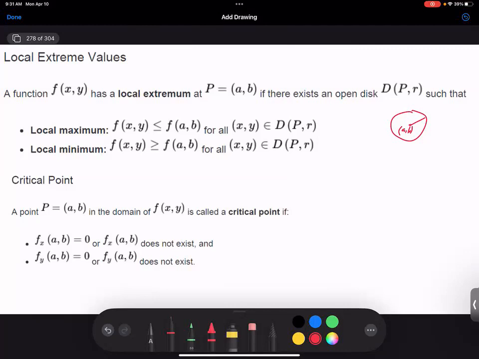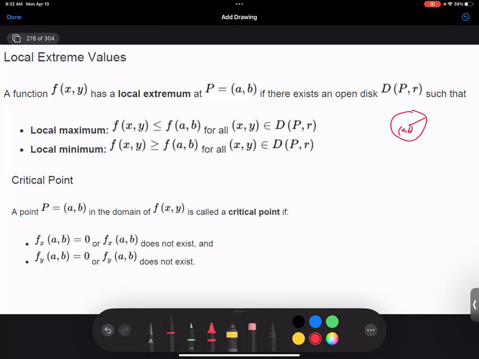Simplest function, 0, or any constant, right? Any constant function would have a local max or local minimum everywhere. So always think about what are my simplest functions. Simplest functions are constants. The next simplest would be linear functions, something x plus something y. Then you would start adding quadratic terms and cubic terms and higher terms. So if I just take a constant function, it will have a local maximum everywhere. It will have a local minimum everywhere.